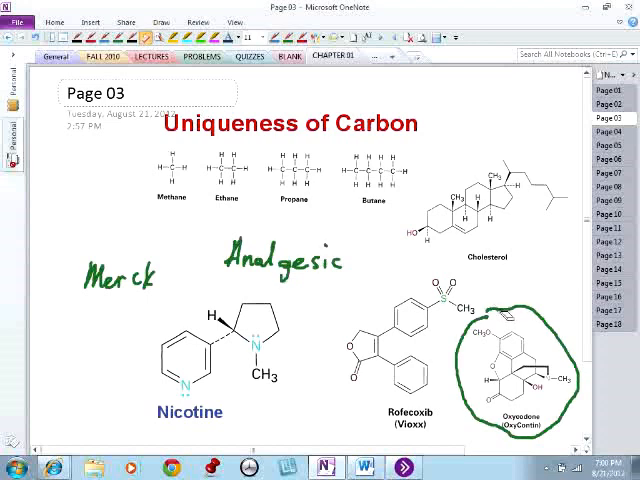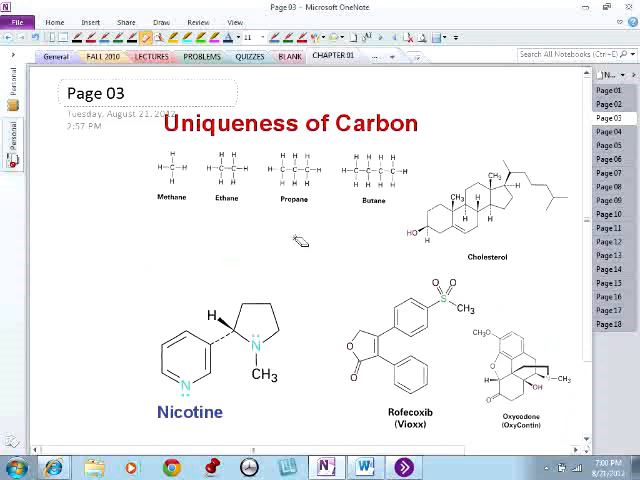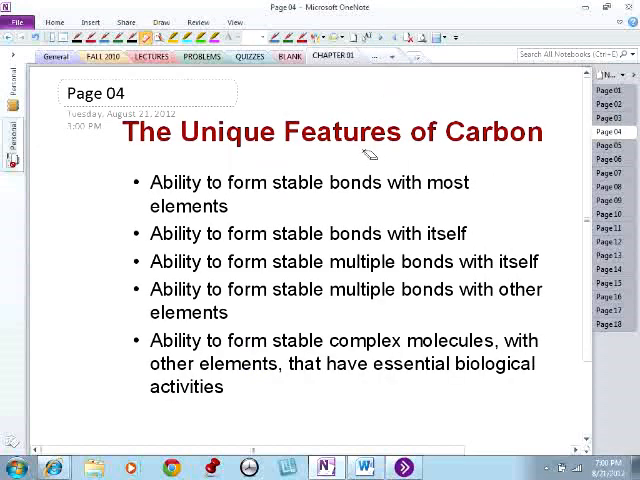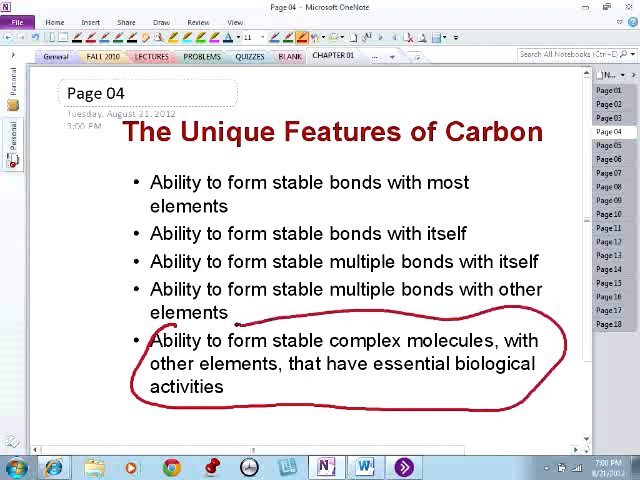So what we've done here is simply show you why carbon is unique. Why do we study carbon? These are all of the reasons why we study carbon. But more importantly, because most of the carbon-containing compounds do have what we call essential biological activities. Your proteins, the protein in your body, your DNA, your nucleic acid.